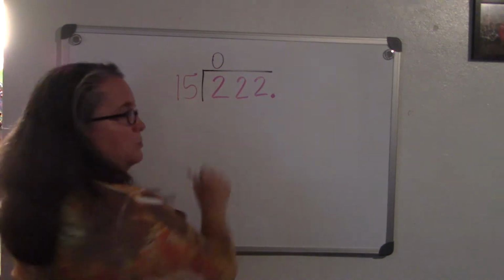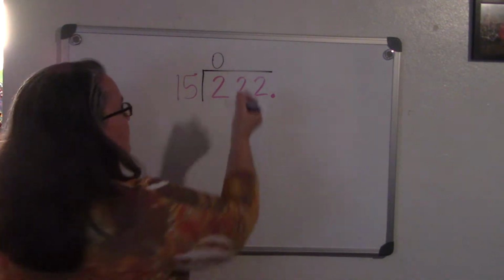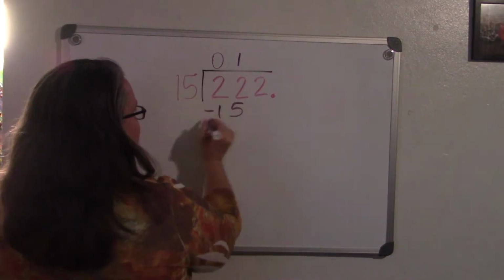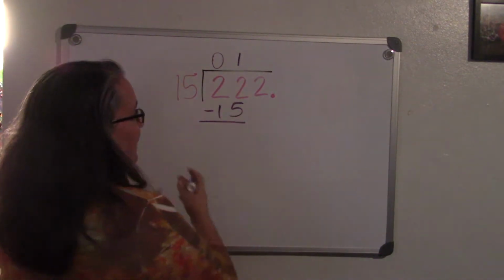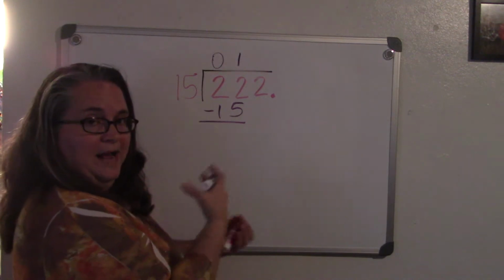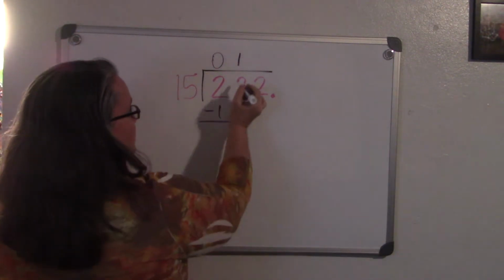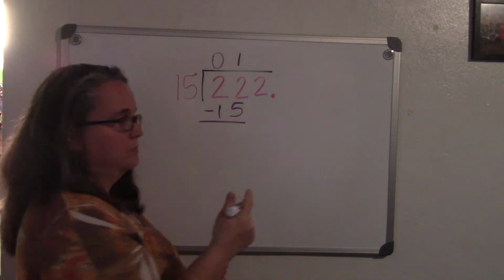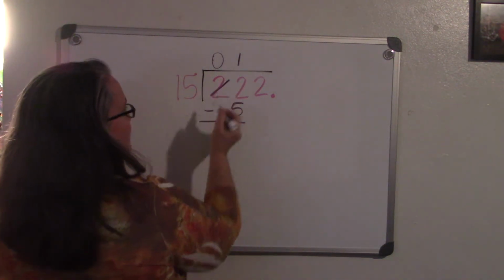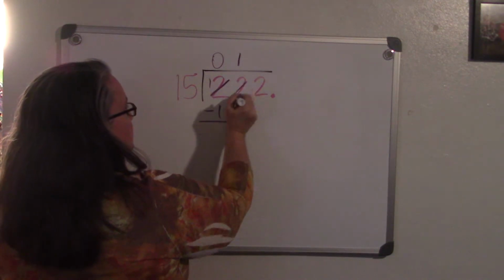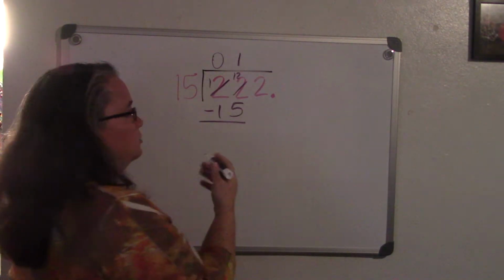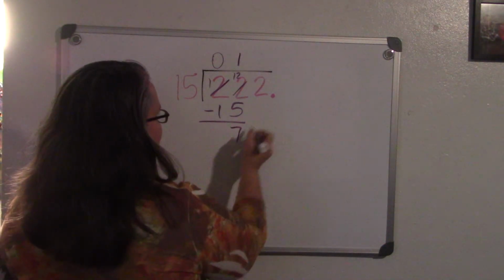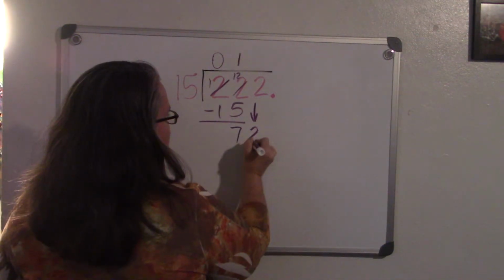Can 15 go into 22? You're right, it goes in 1 time. So I'm going to subtract 15 because 1 times 15 is 15. Now I'm going to have to regroup so that I can make sure I have enough numbers because I cannot take 5 away from 2. So I'm going to come over here, cross out my 2, make it a 1, and turn this 2 into a 12. 12 take away 5, how many, you guys? You're right. It is 7.